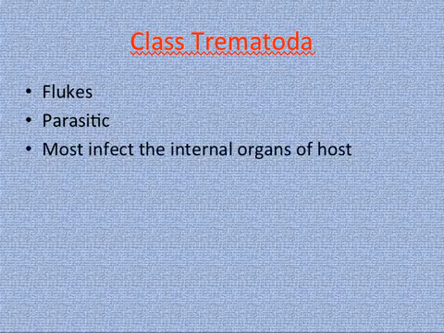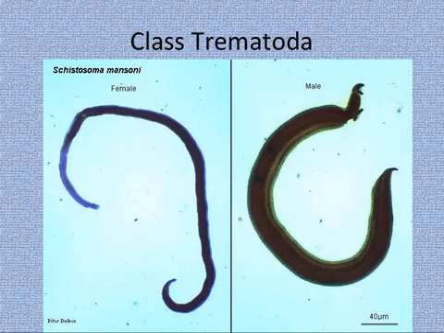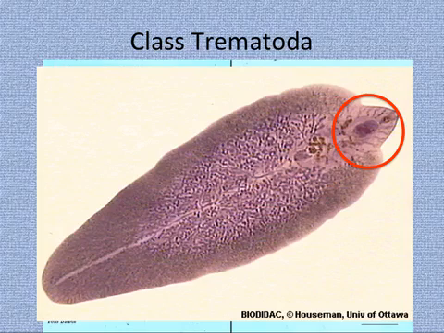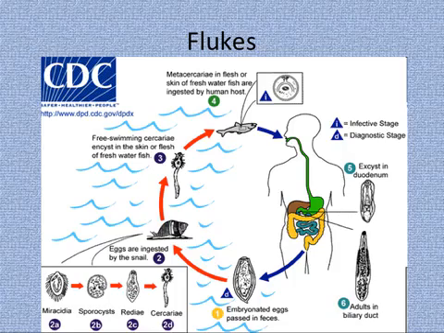Most flukes infect the internal organs of hosts. There are blood flukes and liver flukes. Here are some examples of blood flukes that live within the circulatory system of some animals. This is a blood fluke, and in the red circle there is the pharynx-type sucker that allows the fluke to hold on and gain nutrients from the host.